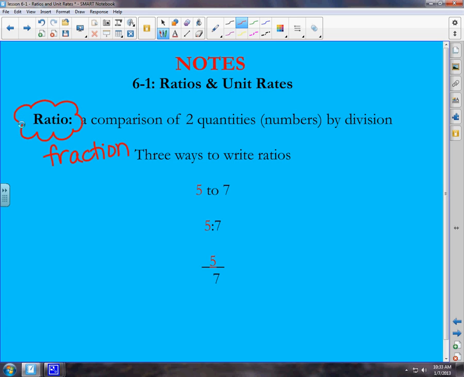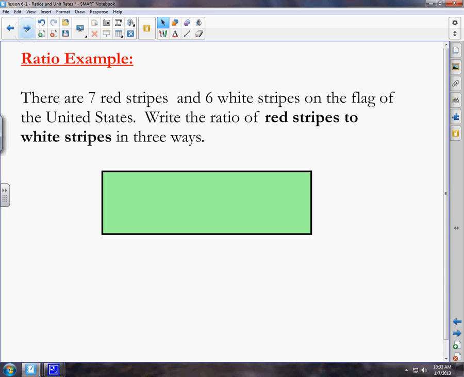There are three ways to write ratios. So the first way is 5 to 7, or 5 colon 7, or 5 over 7, which is a fraction. So there's three different ways you can write them, and you'll see them. A lot of times, like in marketing and in our everyday lives, we see the 5 to 7 when they might say 5 to 7 people agree that Coke is better than Pepsi or whatever.